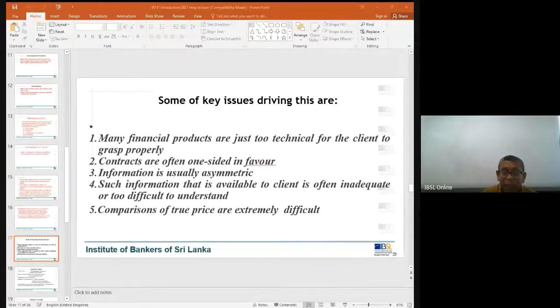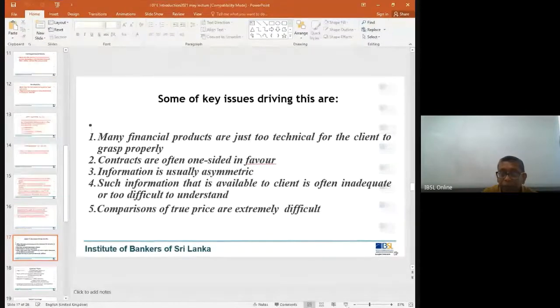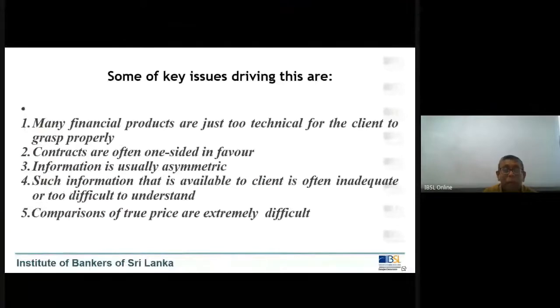So, okay, going back again to our normal slide. So now we are going to discuss why services are different, right? Now why do services become different? What are the reasons for that? Now we are going to discuss some key issues driving these differences.